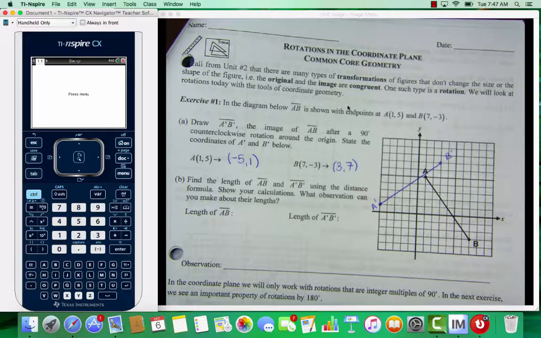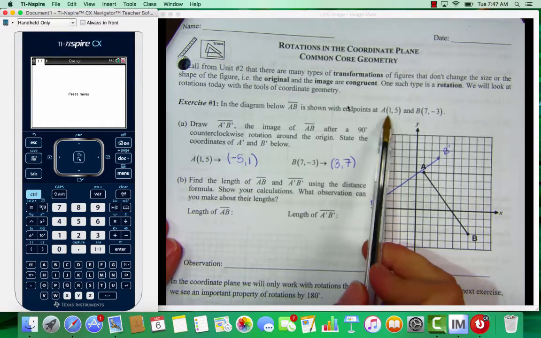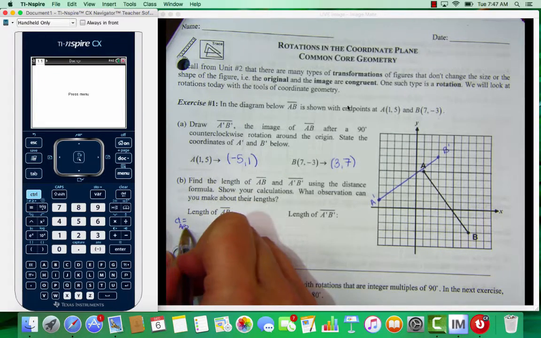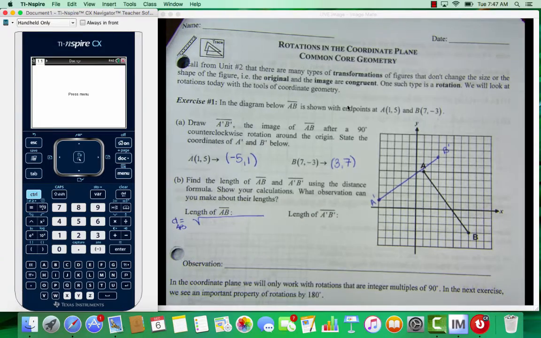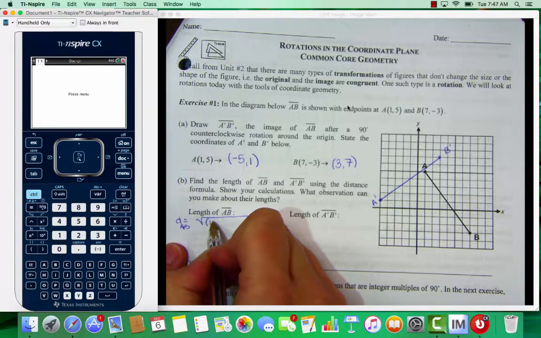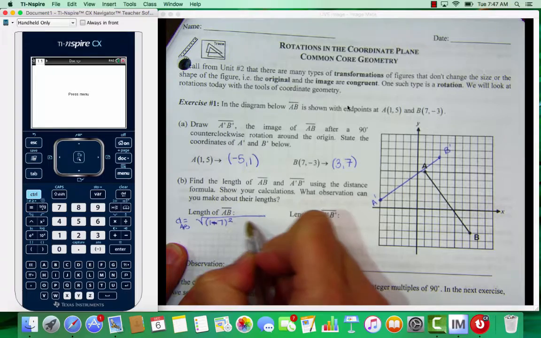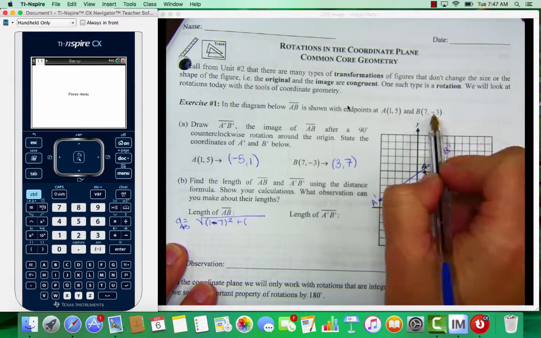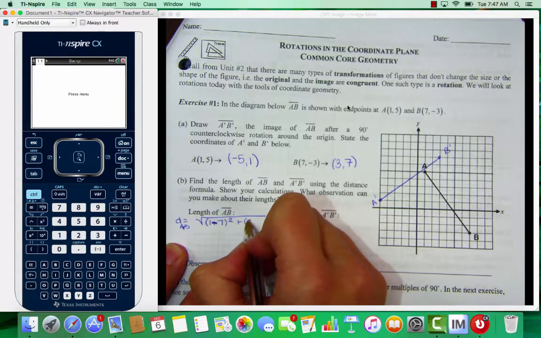And so now what they want us to do is use our formulas. They want us to find the length of AB and the length of A prime B prime using the distance formula, show your calculations, and then say what you notice about their lengths. So we have the coordinates for A and B, so I'm going to find the distance from A to B. Remember, that's the formula with the big square root. Underneath the square root, we're going to subtract the x values and then square them, and then subtract the y values in the same order. So if I did 1 minus 7, I have to do 5 minus negative 3, which would be 5 plus 3.